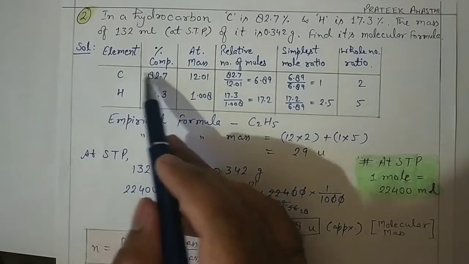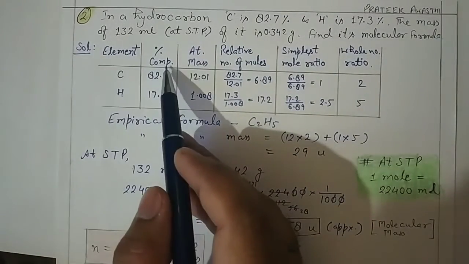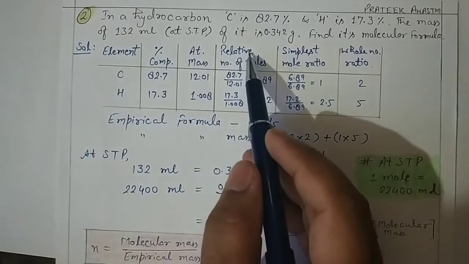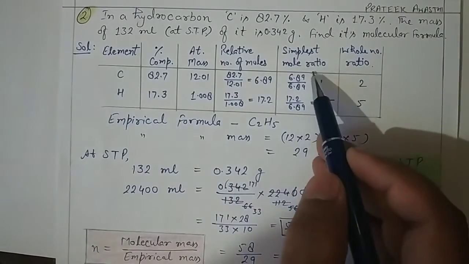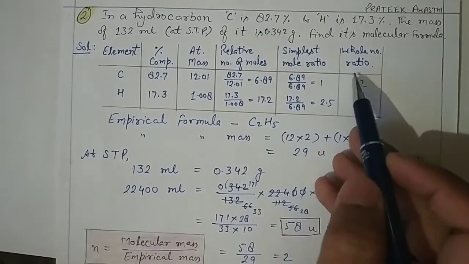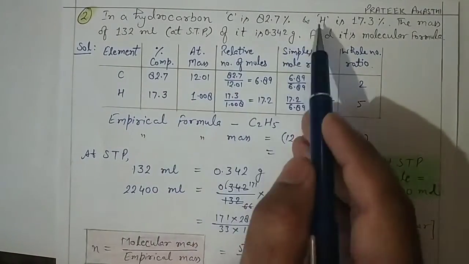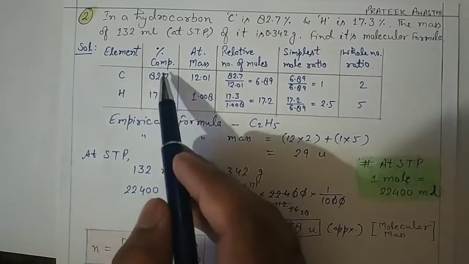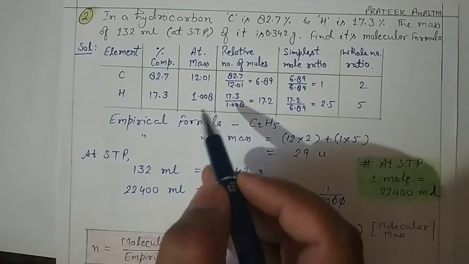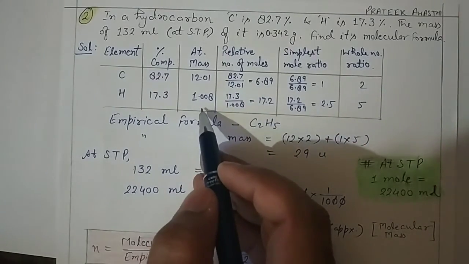So again, first of all, we should make the table, that is element, percentage composition, atomic mass, relative number of moles, simplest mole ratio and then whole number ratio. Now elements: again, it is given only carbon and hydrogen here, with percentage composition and atomic masses. This time I have taken the exact values of atomic masses.